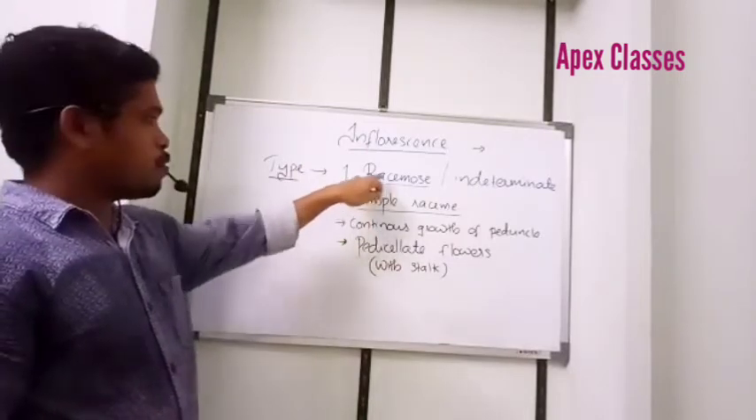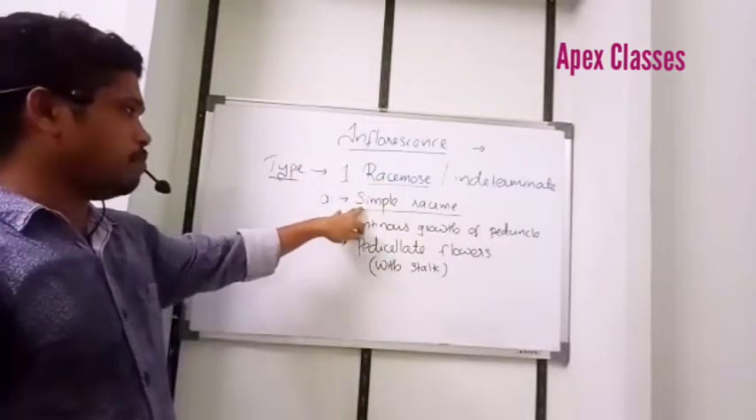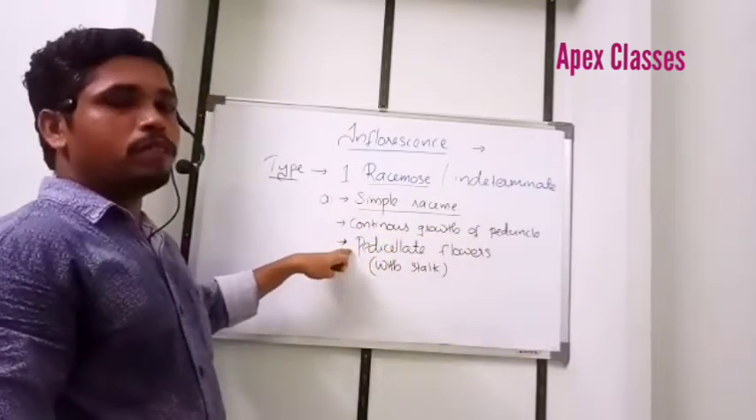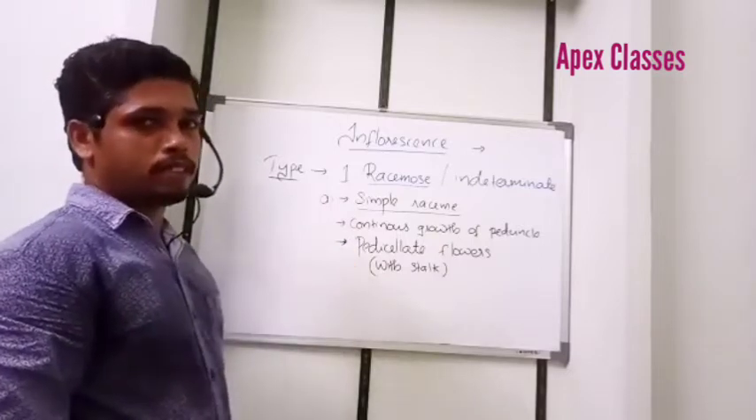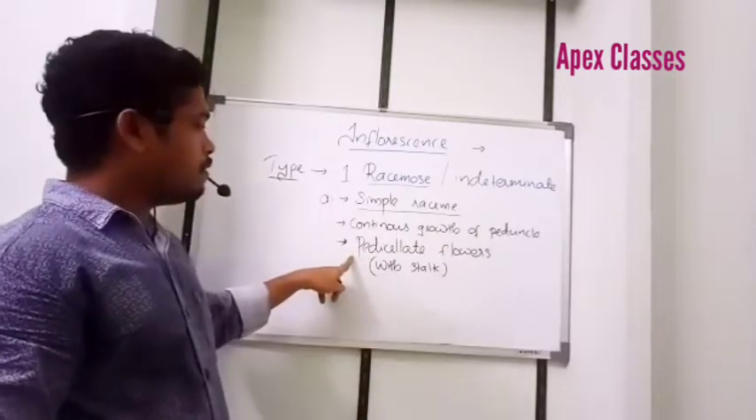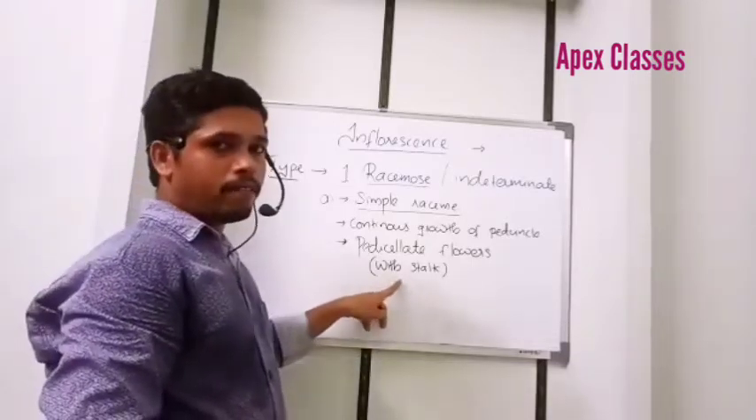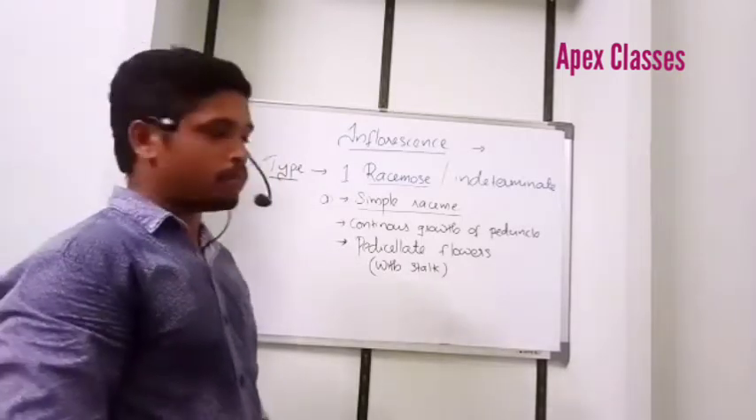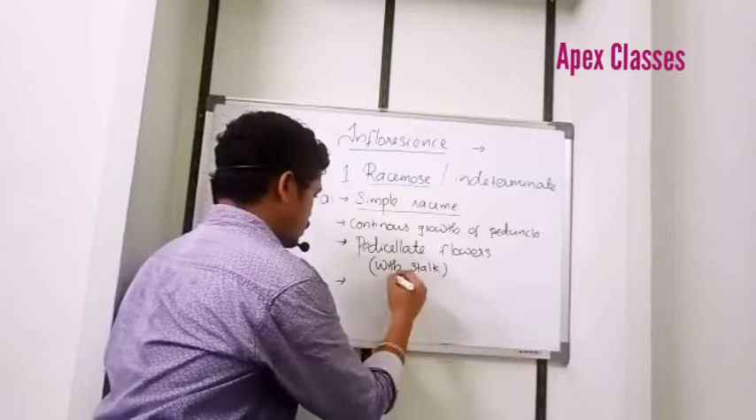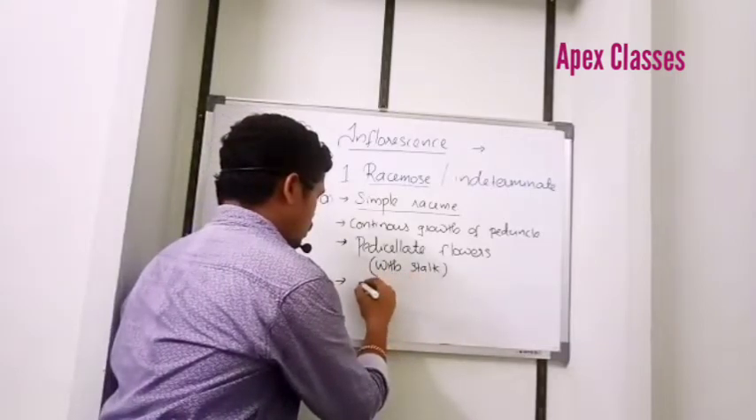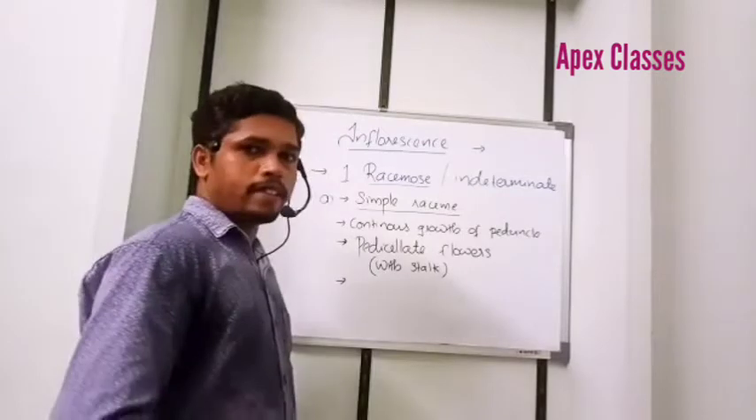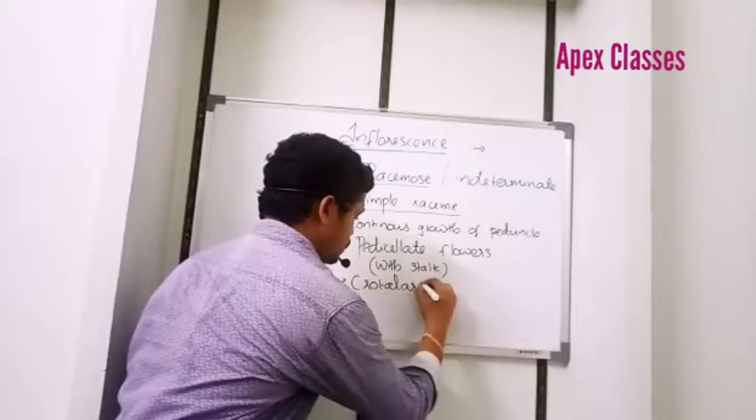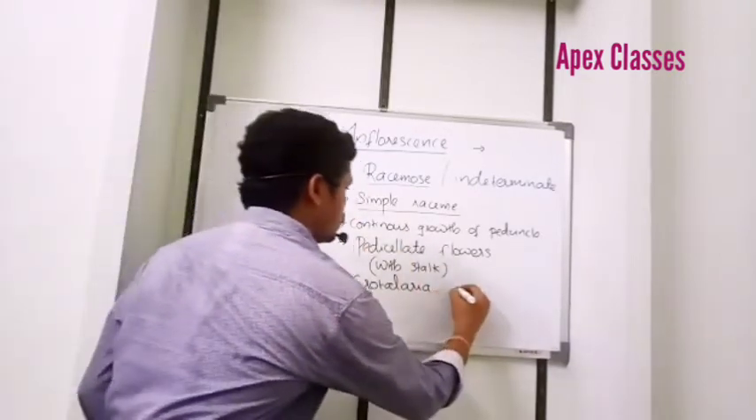First type of racemose inflorescence is simple raceme. In simple raceme, peduncle growth is continuous. The older flowers are arranged at the base and younger flowers at the tip. The flowers are pedicellate, meaning they have a stalk. This is the character of simple raceme. Example: Crotalaria.